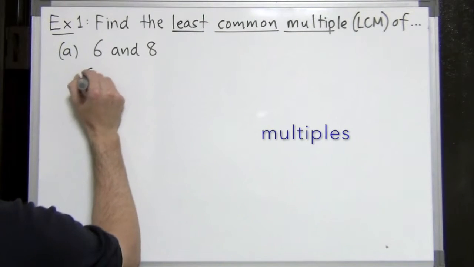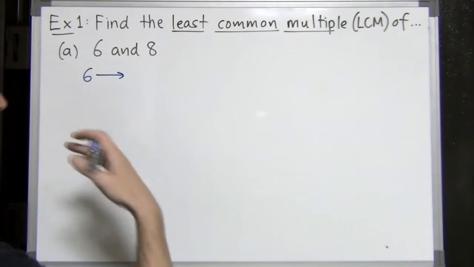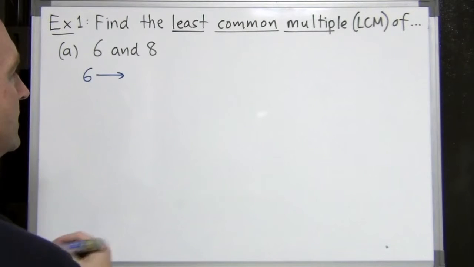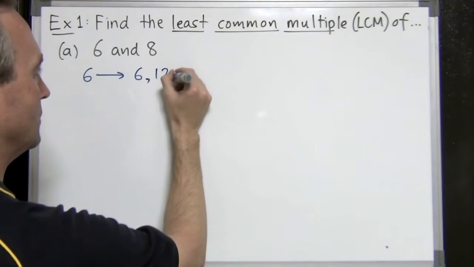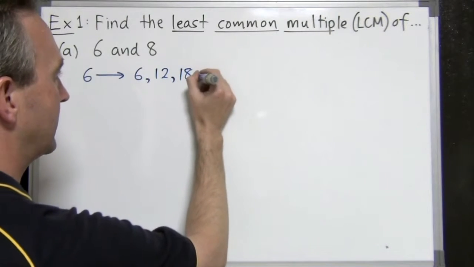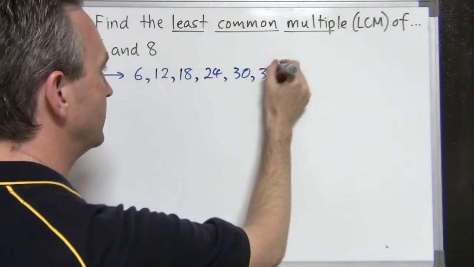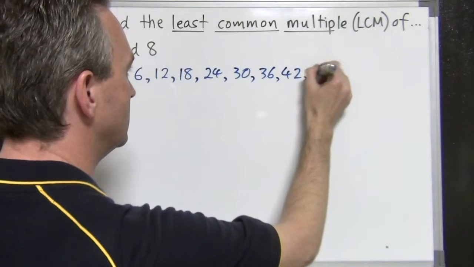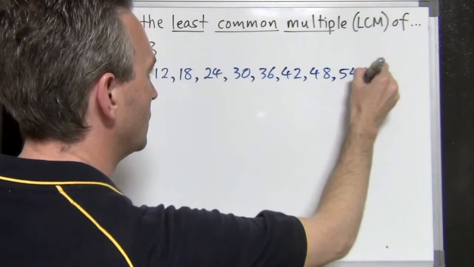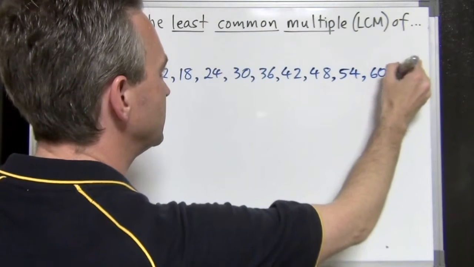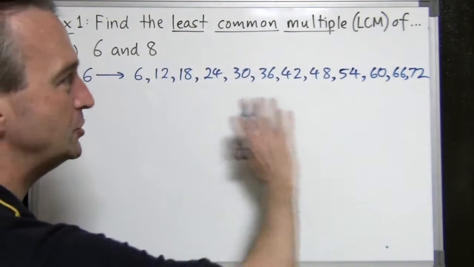I'm going to write out the multiples of 6. When I mean multiples, I mean this number, 6, and numbers that are larger than it that are divisible by 6. So for example, 6, and then we just keep adding 6 to it. 12, 18, 24, 30, 36, 42, 48, 54, 60, 66, and 72. That's as far as I can go. That does keep going, but that should be enough, I'd say.